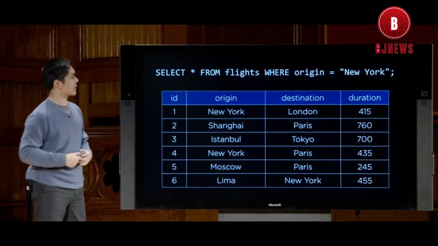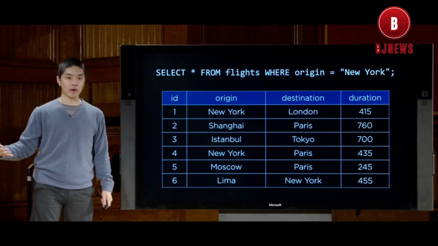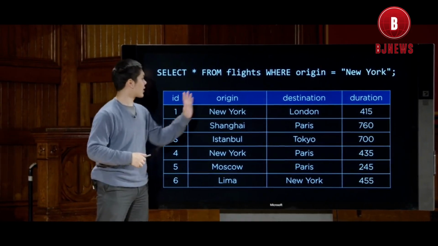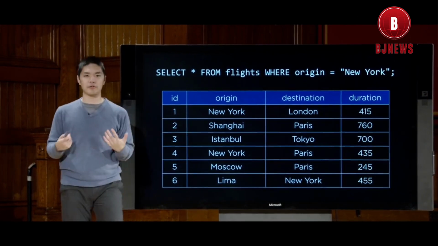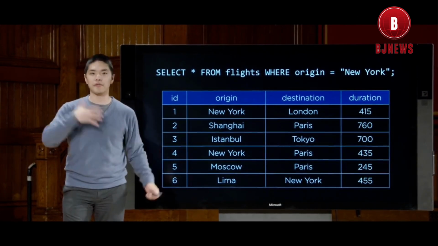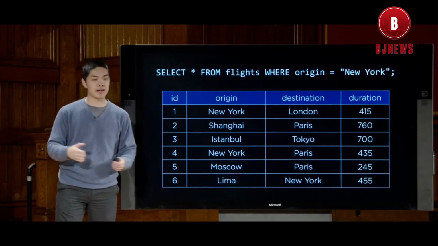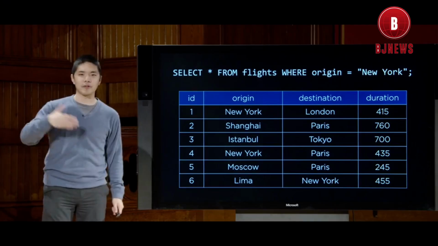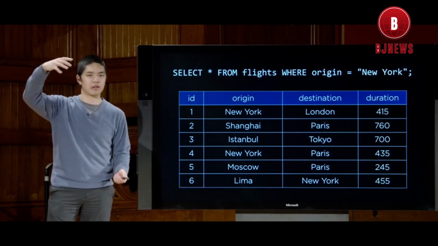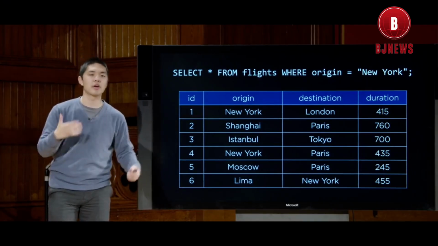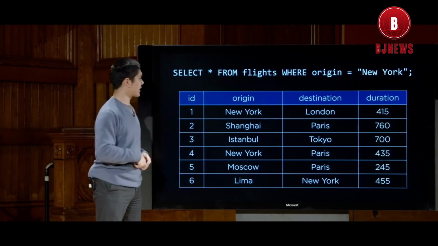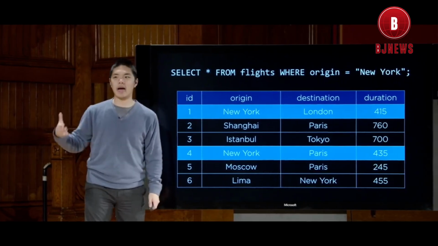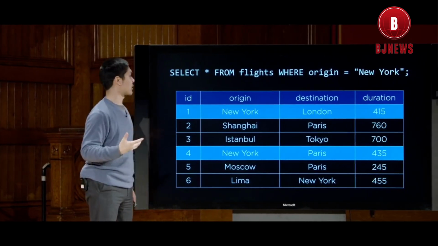If instead I said select star from flights where origin equals New York, I can see that I don't just need to filter on the primary key, the ID. I can also filter on any other column. I can say, give me all the flights where New York is the origin, so all the flights leaving from New York. You might imagine that an airport, for example, likely wants some sort of query that's going to find all the flights leaving from New York such that they can display on a screen all of the departures from that particular airport. So you could run a query like this and get back only the rows in this table that happen to have an origin of New York.